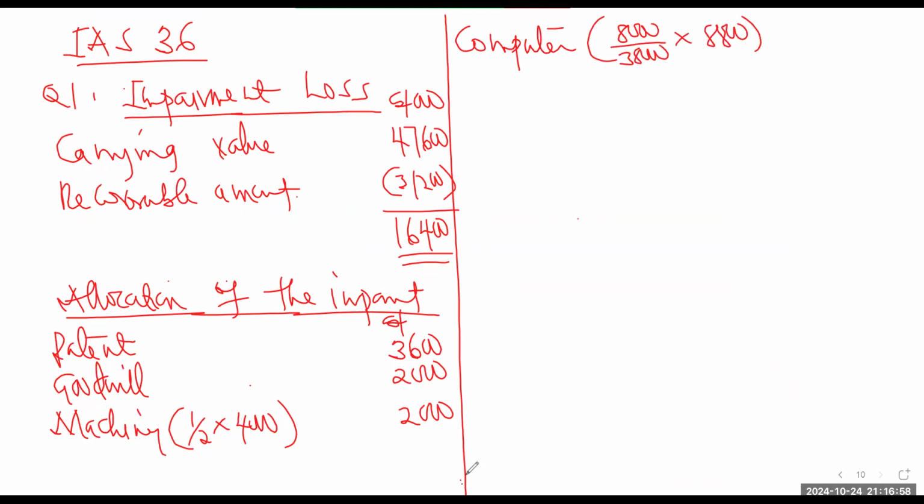So we have premises to be 30,000 over 38,000 multiplied by 8,800. What is the figure that we are getting?